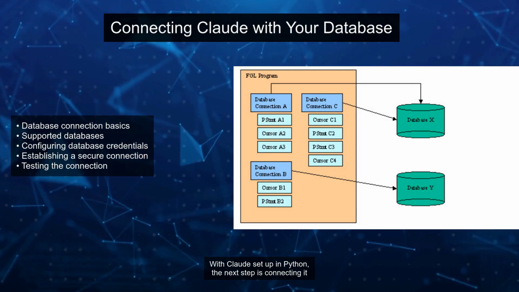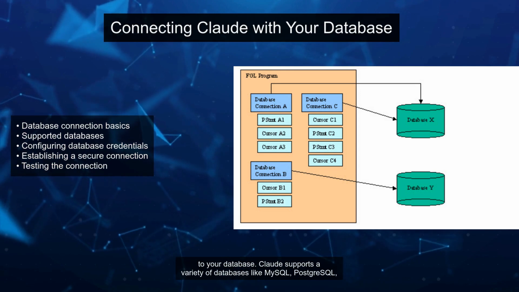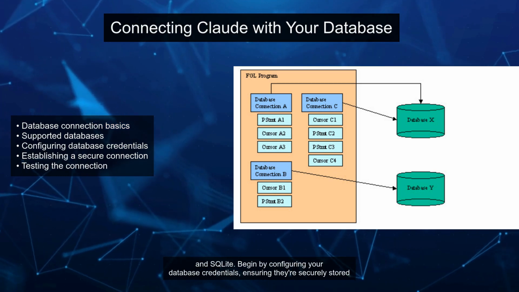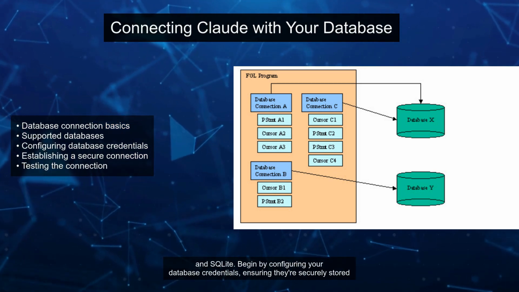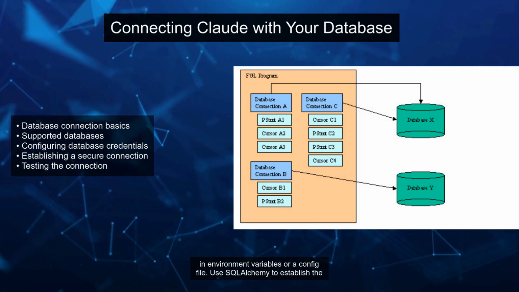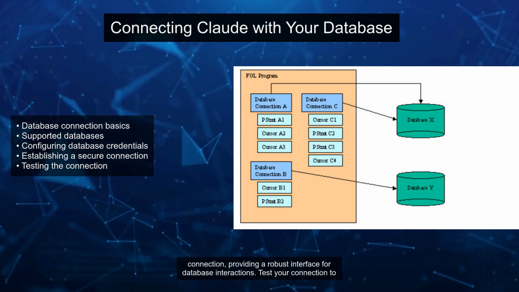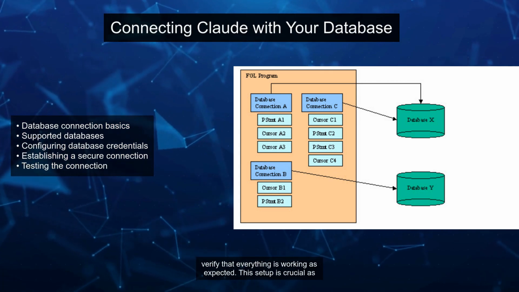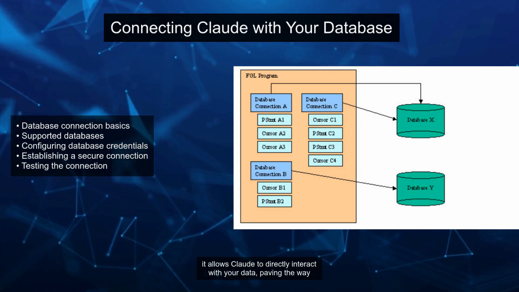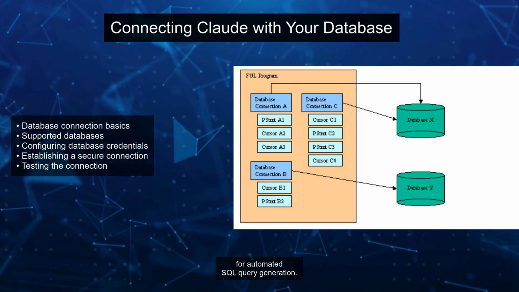With Claude set up in Python, the next step is connecting it to your database. Claude supports a variety of databases like MySQL, PostgreSQL, and SQLite. Begin by configuring your database credentials, ensuring they're securely stored in environment variables or a config file. Use SQLAlchemy to establish the connection, providing a robust interface for database interactions. Test your connection to verify that everything is working as expected. This setup is crucial as it allows Claude to directly interact with your data, paving the way for automated SQL query generation.